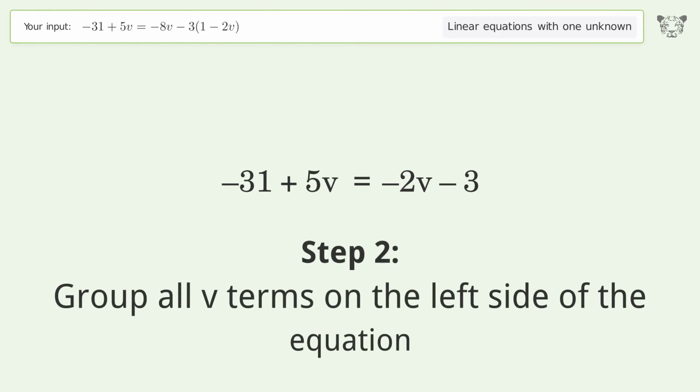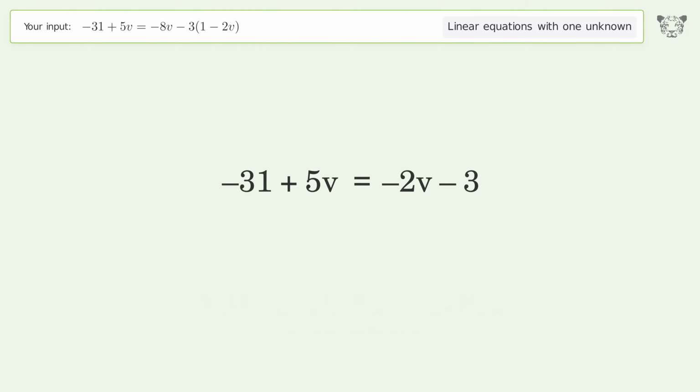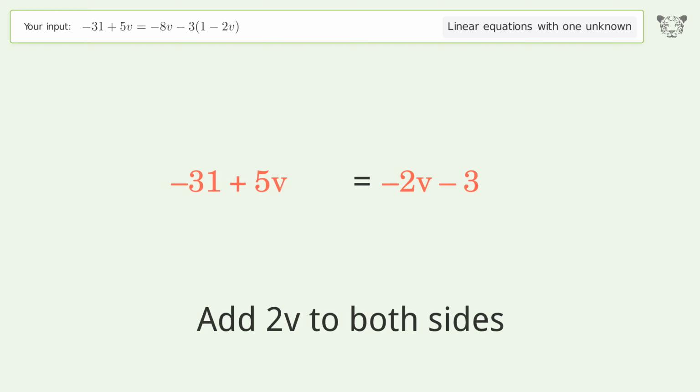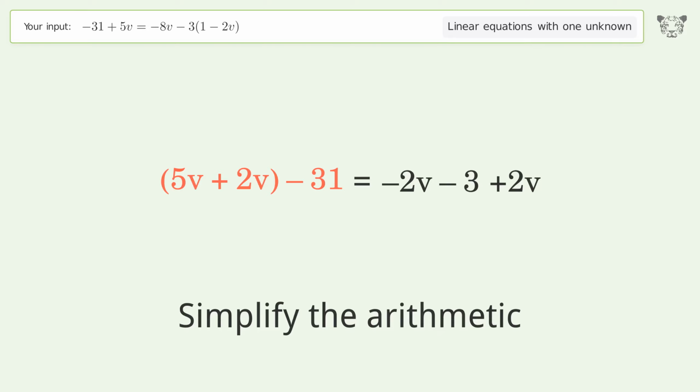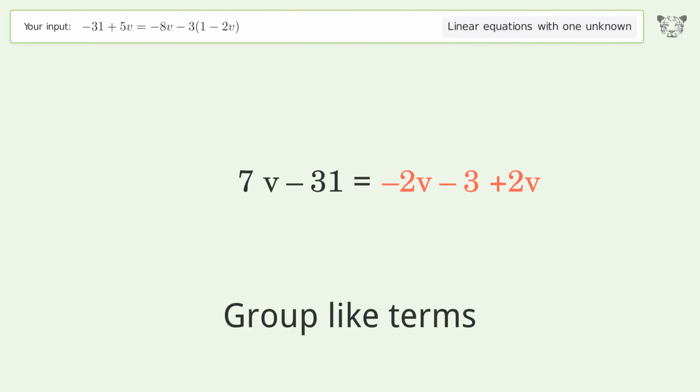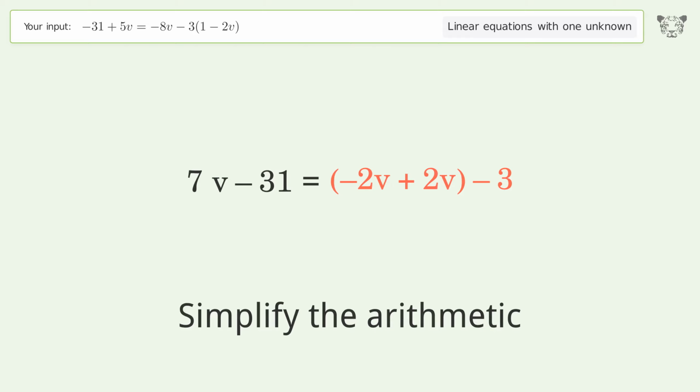Group all v terms on the left side of the equation. Add 2v to both sides. Group like terms. Simplify the arithmetic. Group like terms. Simplify the arithmetic.